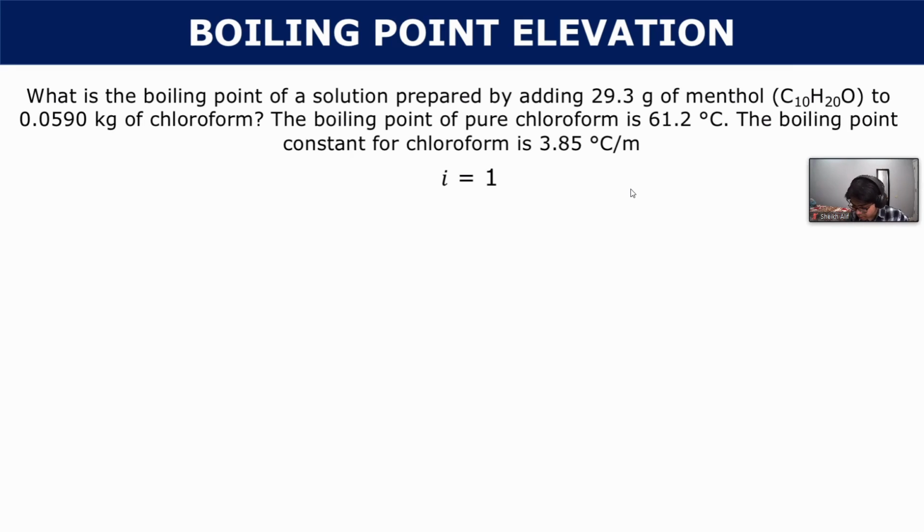What is the boiling point of a solution prepared by adding 29.3 grams of methanol to 0.0590 kilograms of chloroform? The boiling point of pure chloroform is 61.2 degrees Celsius. The boiling point constant for chloroform is 3.85 degrees Celsius per molal. And we're given that the Van't Hoff factor is 1. Okay, so let's just write out the equation.